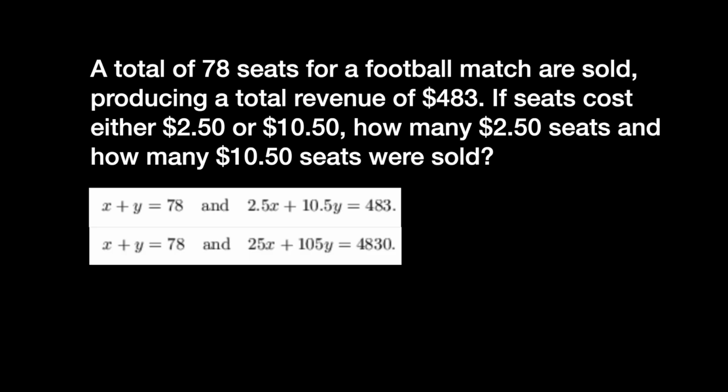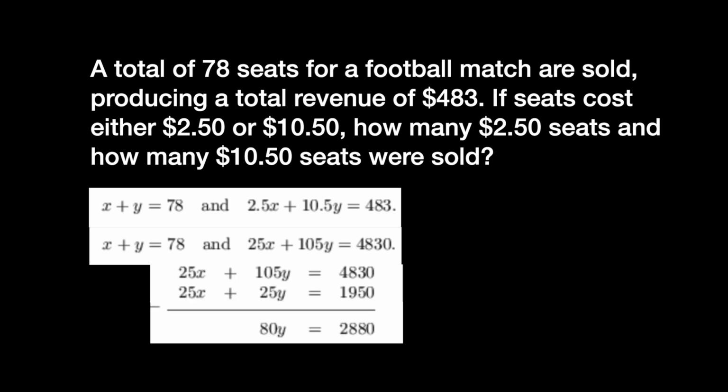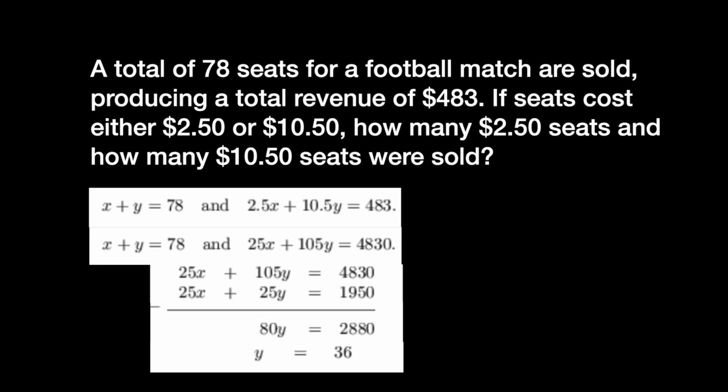Now, we can multiply the second equation by 10 to clear the decimals. So that becomes x plus y is equal to 78, and 25x plus 105y is equal to 4,830. Now, we can solve the equations by multiplying the first equation by 25 and subtracting it from the second. So we're left with 25x minus 25x is equal to 0x, and 105y minus 25y is equal to 80y. Finally, 4,830 minus 1950 is equal to 2,880. y then is equal to 36.